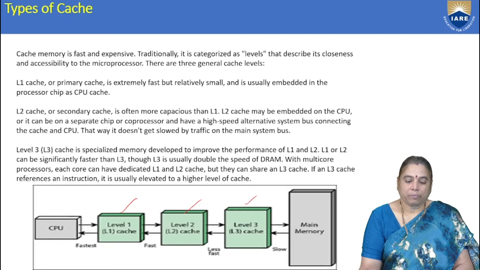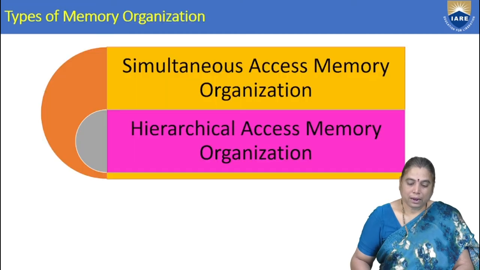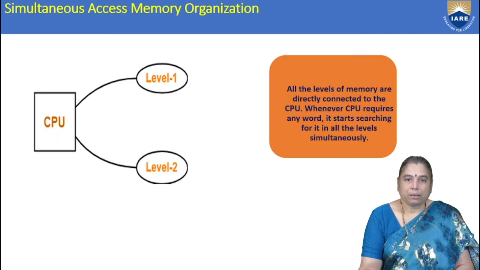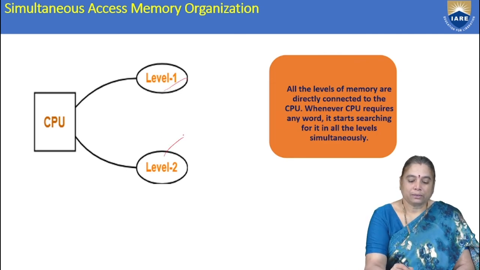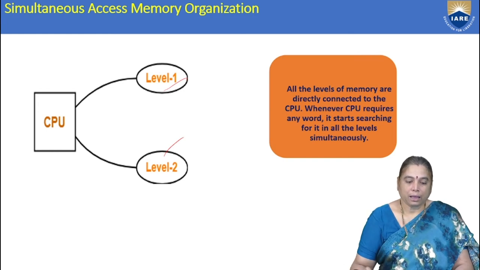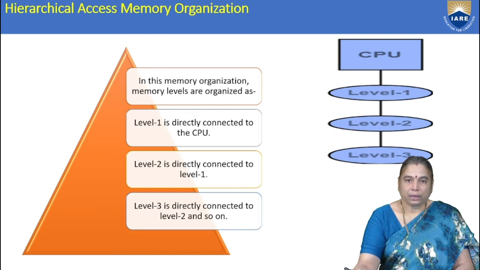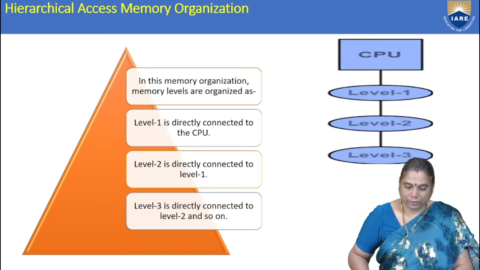How the accessing mechanism of these levels of cache can be done: there are two possibilities. One is simultaneous access memory organization. Second one is hierarchical access memory organization. So what is simultaneous memory organization? Here the levels are accessed in parallel by the CPU. In case of hierarchical organization, the CPU first searches level 1, next it moves to level 2. If it is a miss, then it moves to level 3. So in a hierarchical fashion, the levels of the cache are accessed.